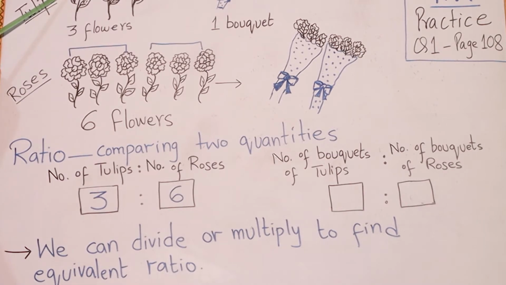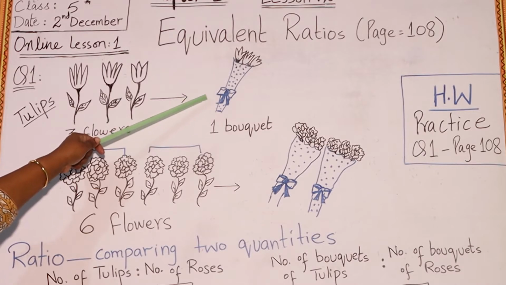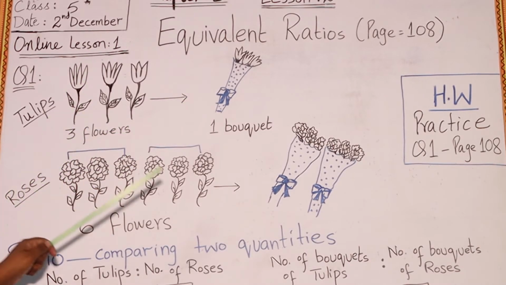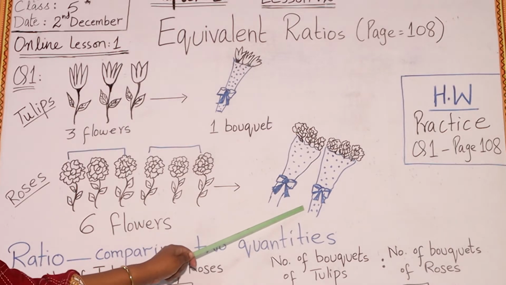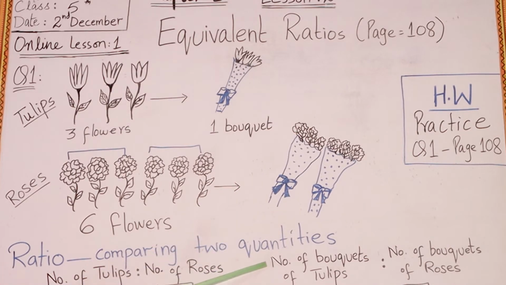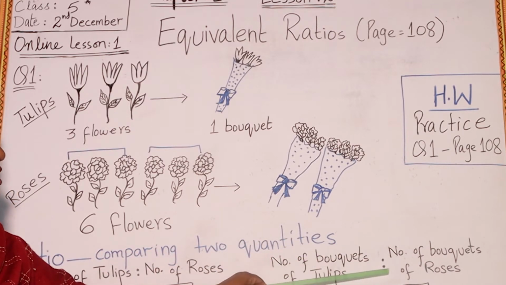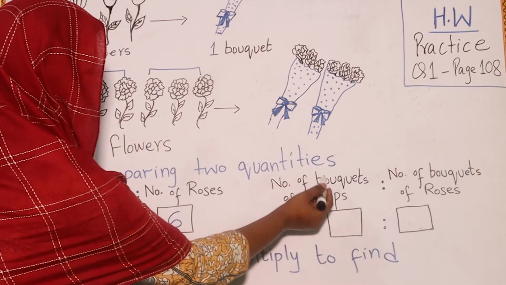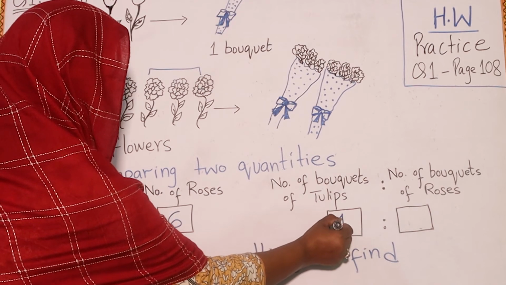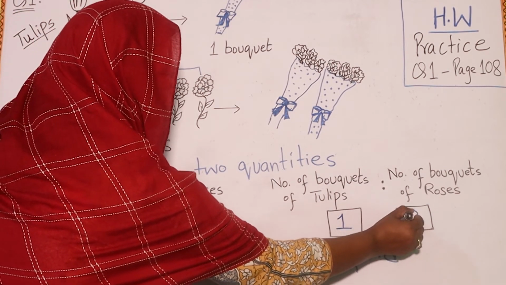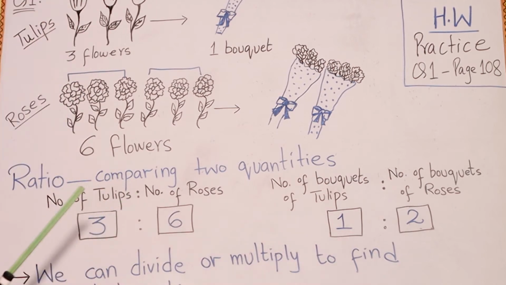Now let's express the number of bouquets in ratio form. By using tulips we made 1 bouquet, and by using roses we made 2 bouquets. So the ratio of the number of bouquets of tulips to the number of bouquets of roses will be 1 to 2. So this ratio is 1:2.